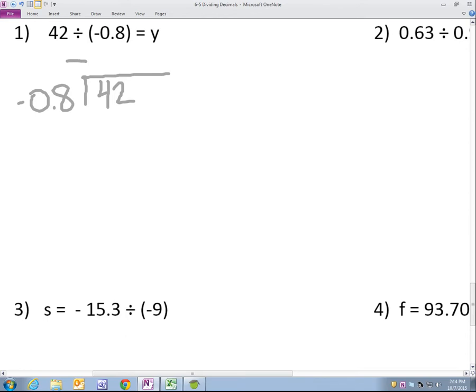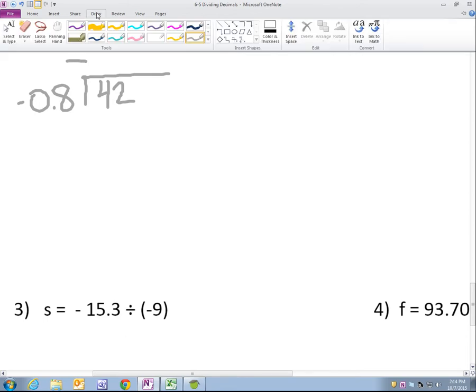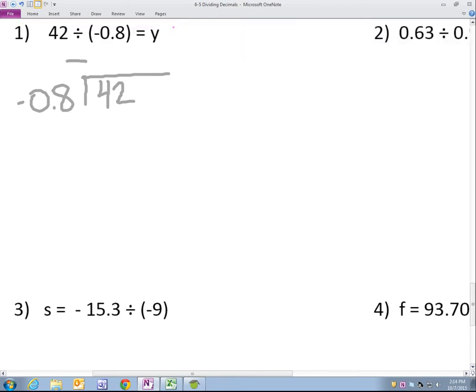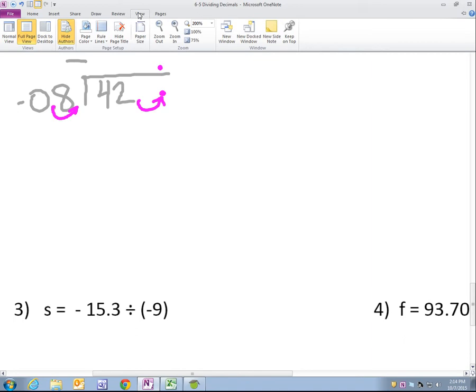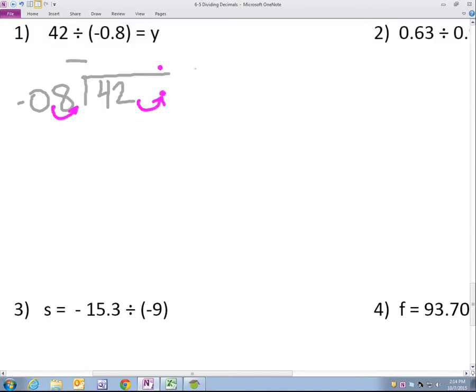Now the next step, which is the biggest part of it, is I have to move the decimal place. How many decimal places am I going to move it? Joey, how far am I going to go? One, because I have one decimal place here, so I'm going to go right there, then I'm going to go right there. I'm going to make a big decimal point, and I have to do a placeholder 0. So it becomes 420 divided by negative 8.